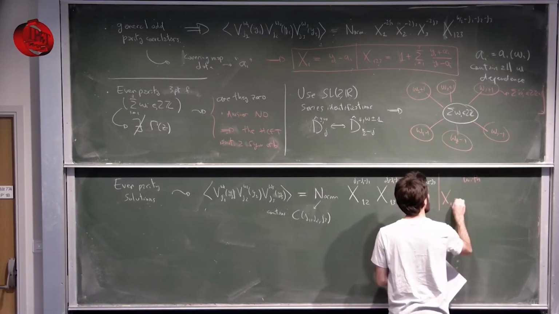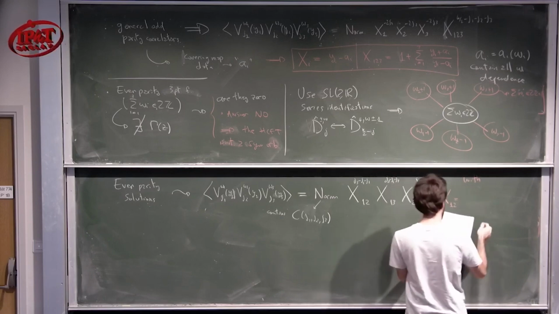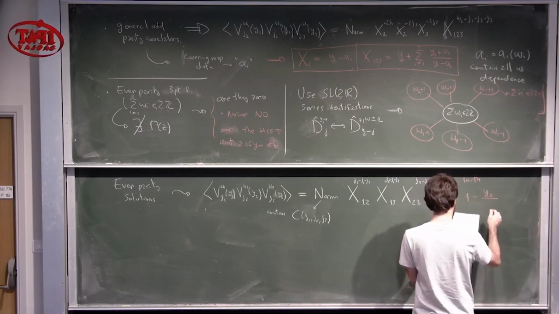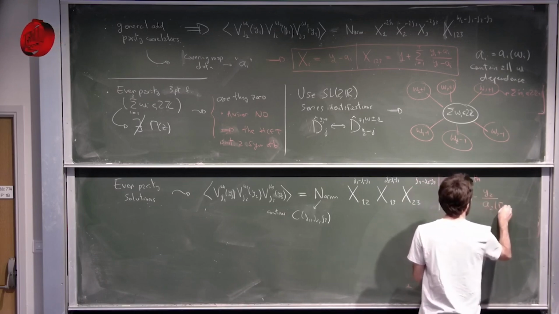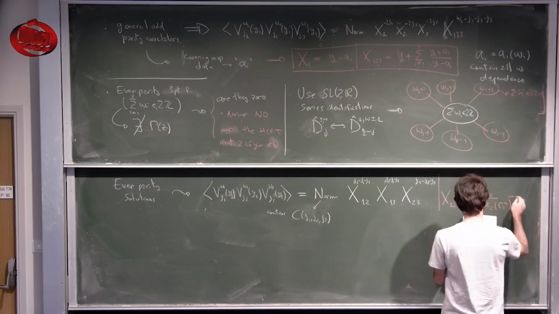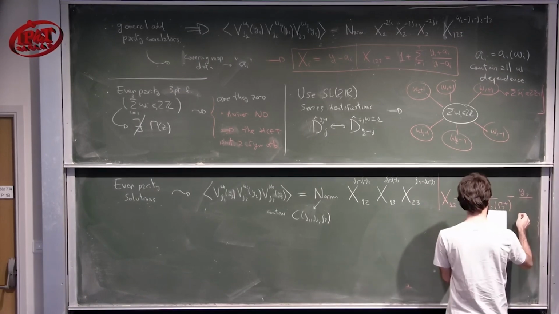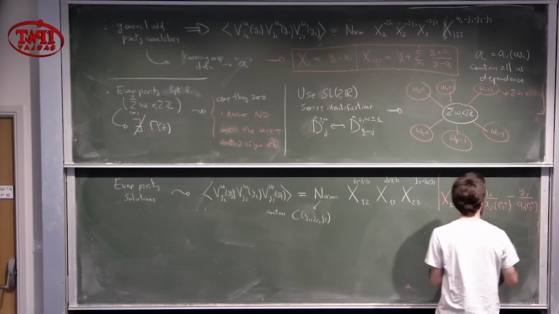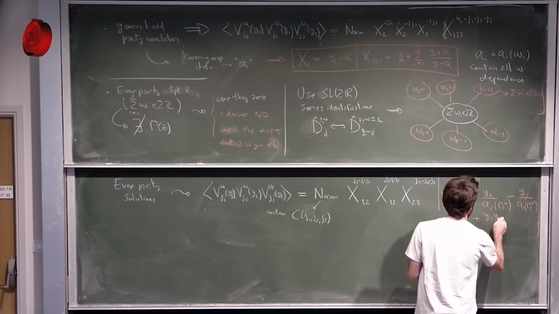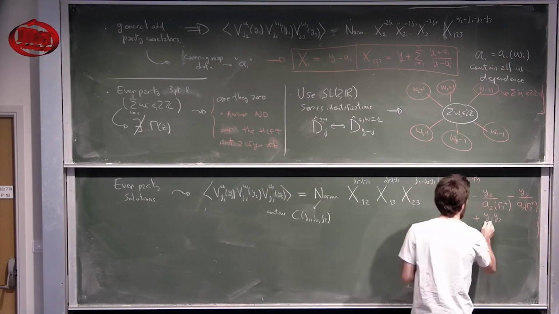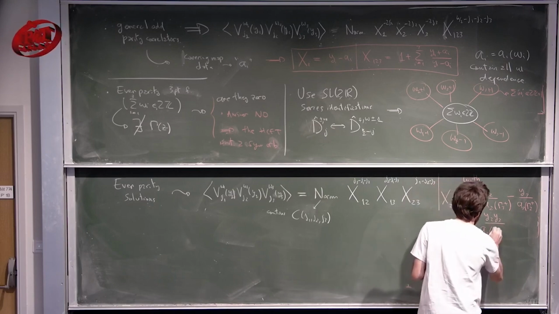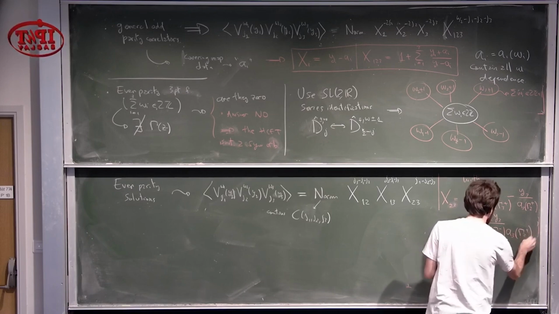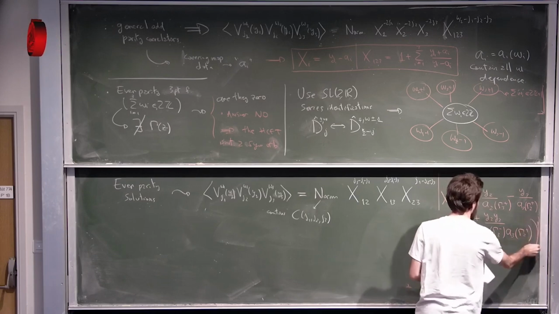X, for example, X12, takes the following form. I can write it as 1 minus y2 over a2 of gamma 3 plus, minus y3 over a3 of gamma 2 plus, y2, y3, so this is y3 over a2 of gamma 3 minus and a3 of gamma plus. There are several ways of writing this thing, but okay.